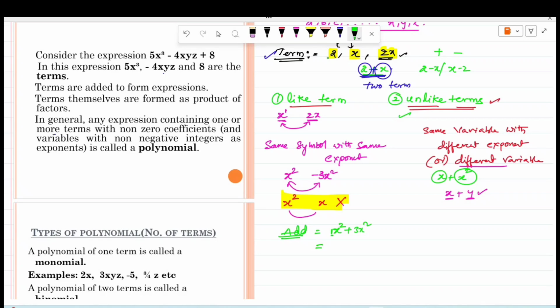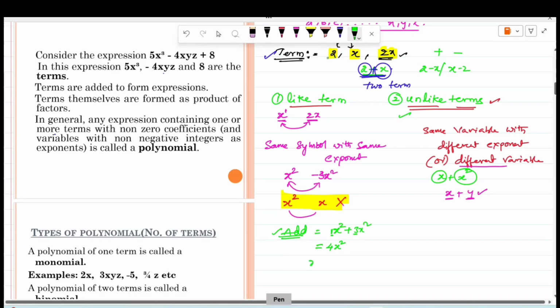This number before the variable is called the coefficient. This one before it is also called a coefficient. 1 plus 3 is 4, so we can say 4x square. So they can be added, and they can also be subtracted. Subtracted in the sense of subtraction, if you do x minus 3x, you get minus 2x.